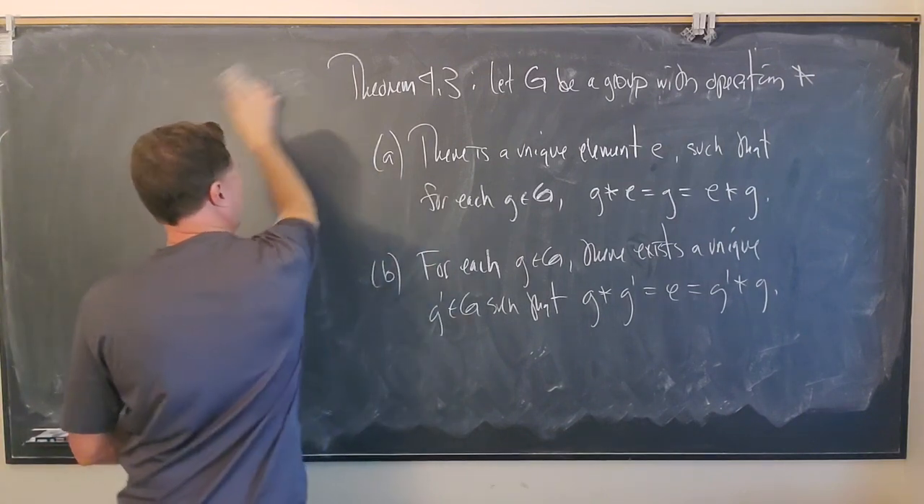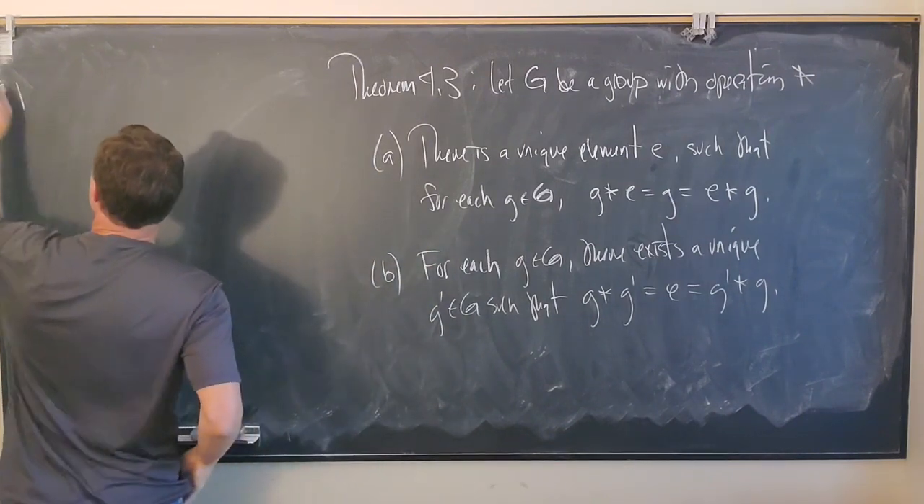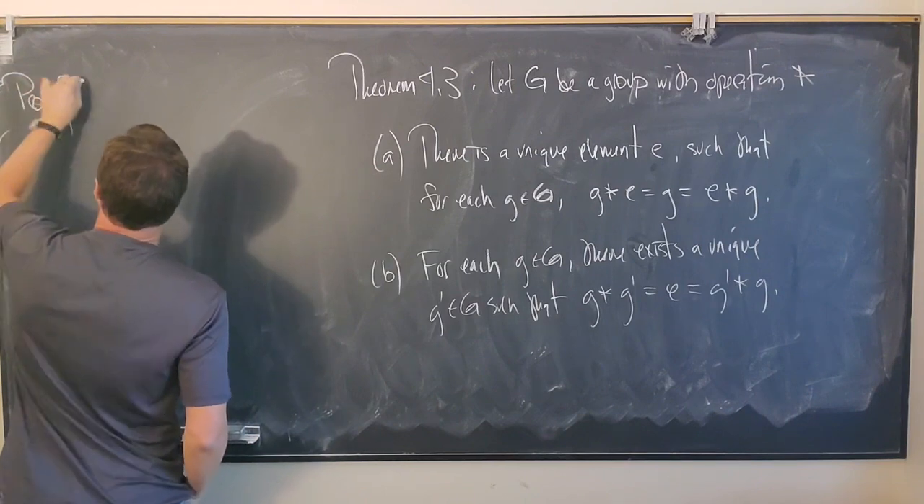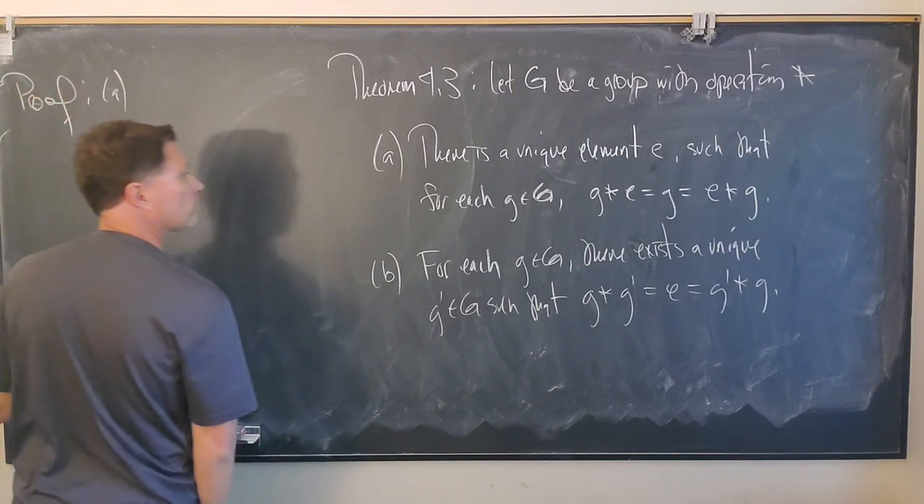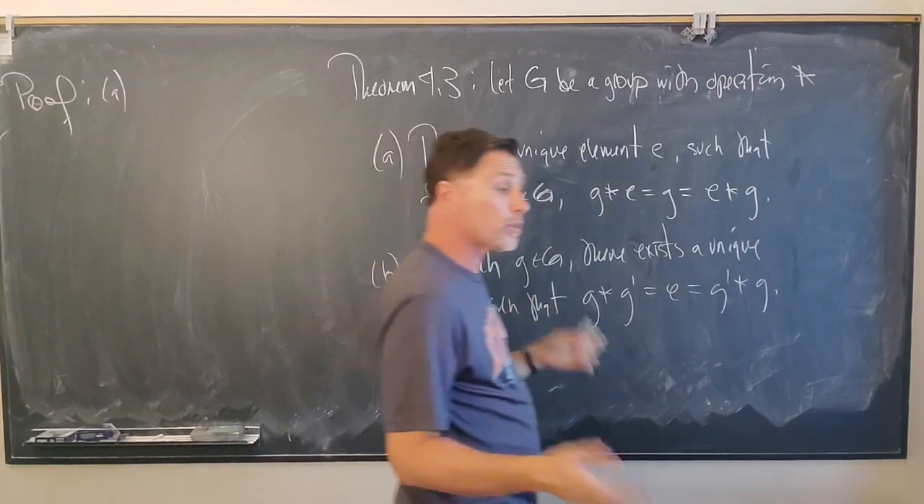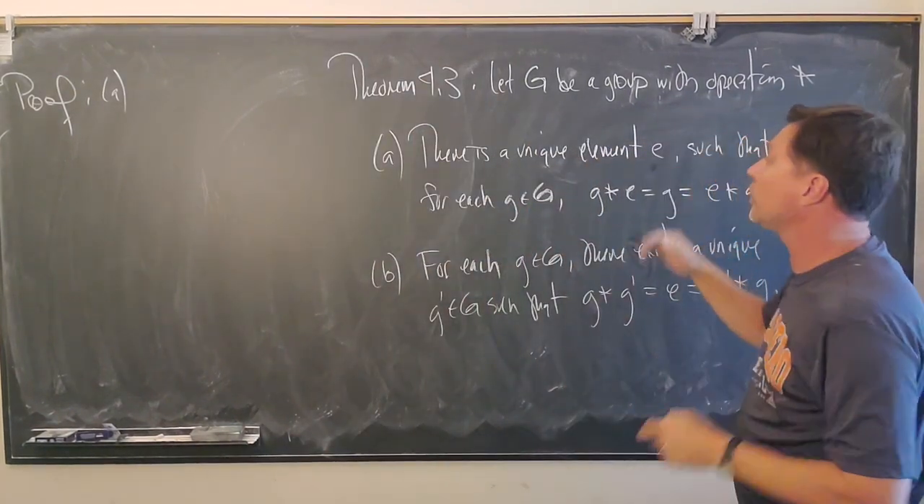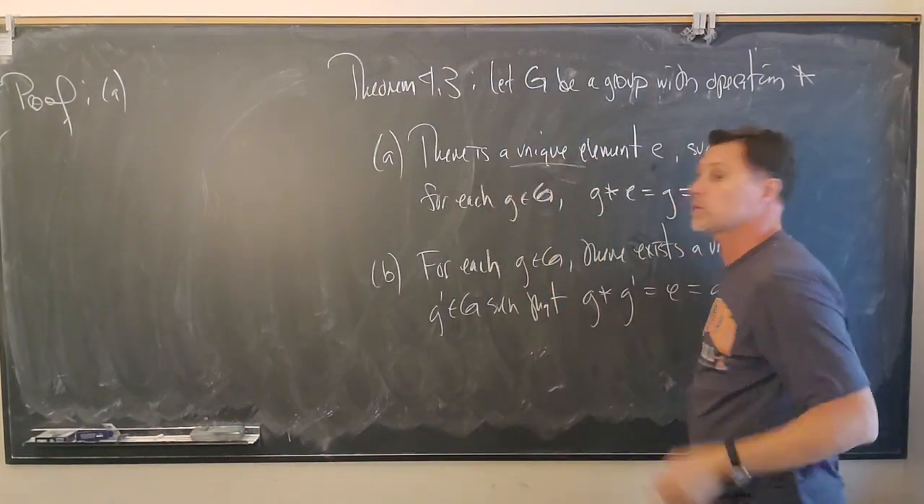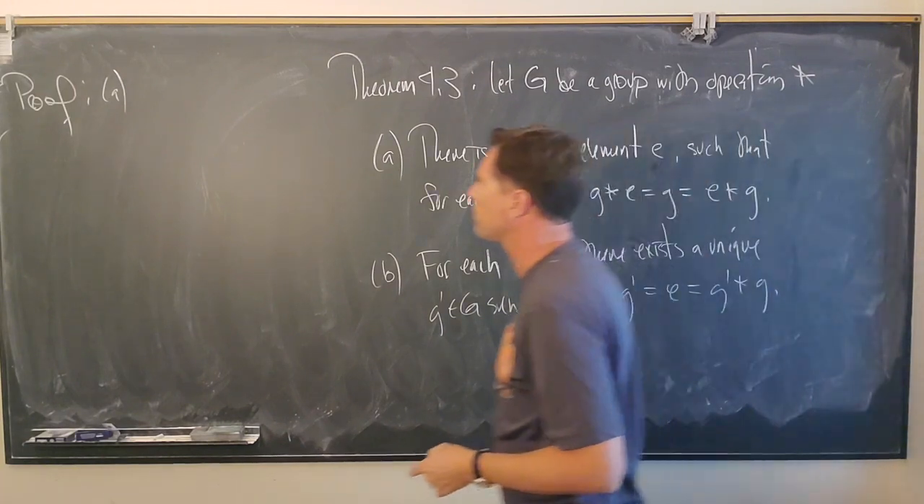There shouldn't be any surprises as we go through this proof here. So for part A, remember, we're in a group, so we know that there's at least one identity. All we're doing now is proving the uniqueness. Suppose there's two things that serve as an identity.